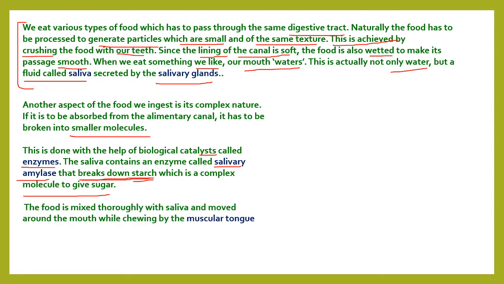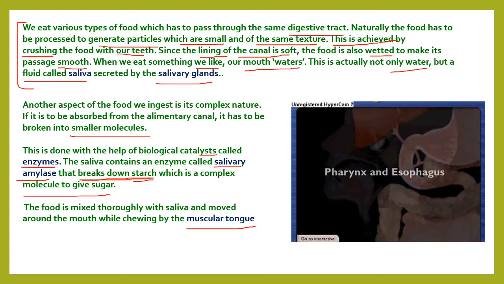The food is mixed thoroughly with saliva and moved around the mouth while chewing by the muscular tongue. हमारे मुंह के अंदर muscular tongue होती है. With the help of that tongue and with the help of the saliva, the food becomes softened. We chew it. पूरे मुंह में food घूमता है और soft हो जाता है. एक जैसा food हो जाता है पूरा.